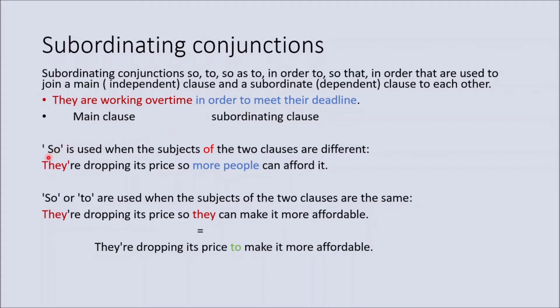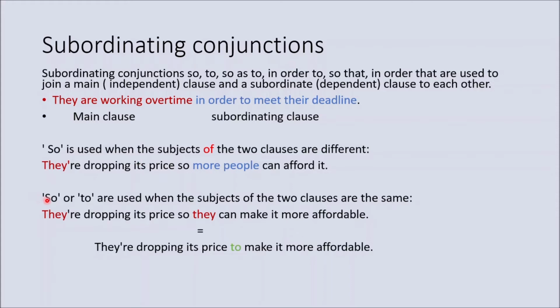So, as a conjunction, is used when the subjects of the two clauses are different. They're dropping its price so more people can afford it. You see, we have the subject they in the main clause and more people in the subordinate clause. So is linking the two clauses in one sentence. They're dropping its price. The purpose is more people can afford it.